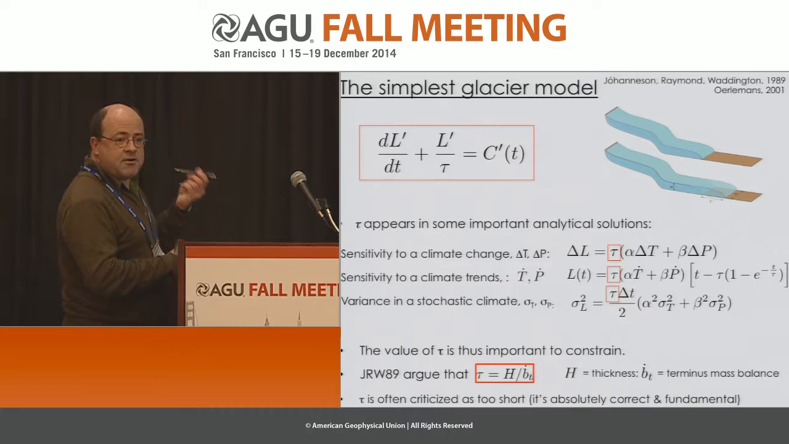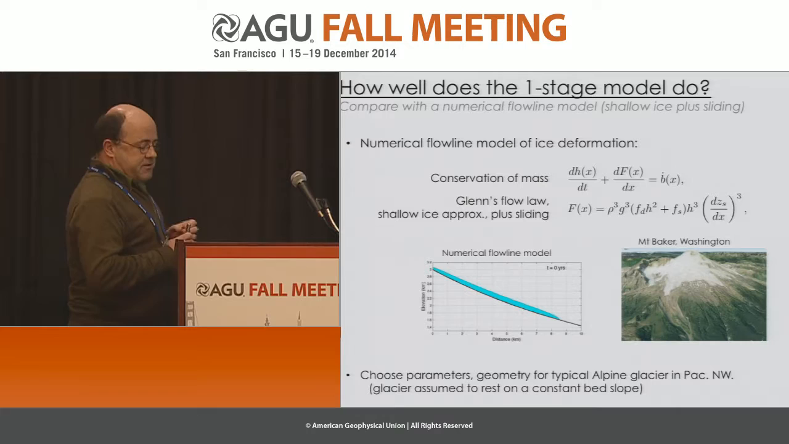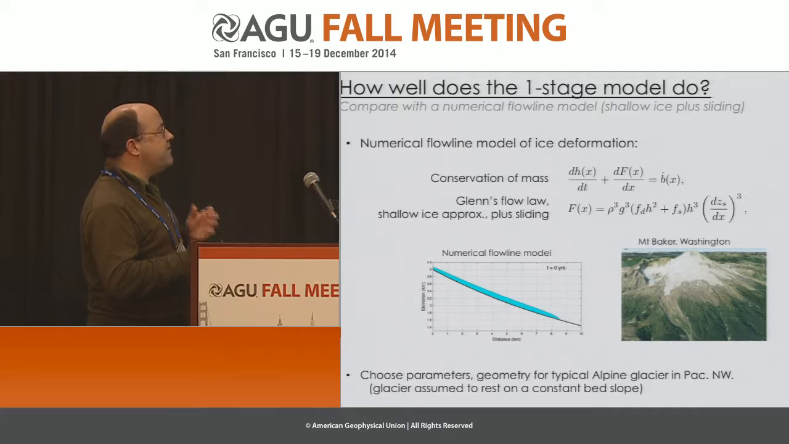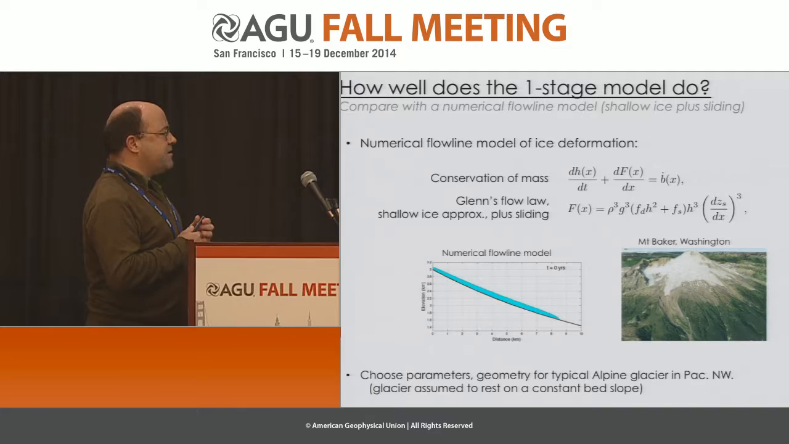Okay, so my approach is to take this one-stage model and compare its performance to a numerical flowline model that includes ice deformation and sliding. Here it's just shallow ice plus sliding. And I'm going to choose parameters that are typical for small alpine glaciers that we have in the Pacific Northwest.